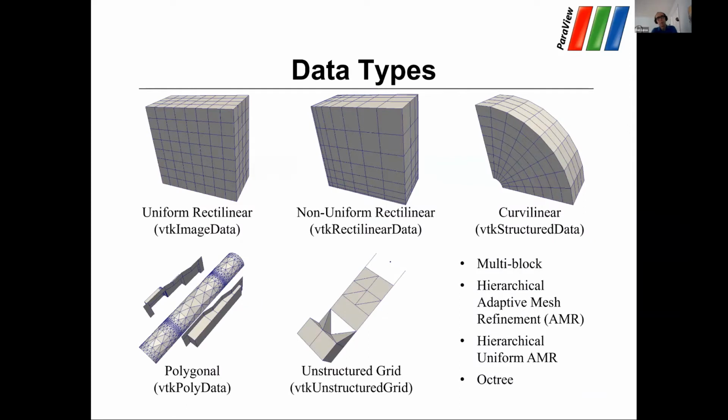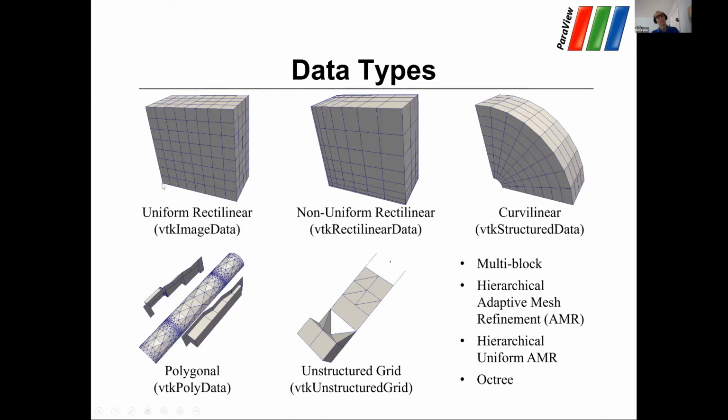The data types used by ParaView and VTK are the following. These are typical 3D visualization data types, but the implementation is specific to VTK, and the naming is specific. These are just various optimizations that can be done in specific cases. So the first one, this is the most optimized in a way. This is the uniform rectilinear grid. We call it VTK image data.